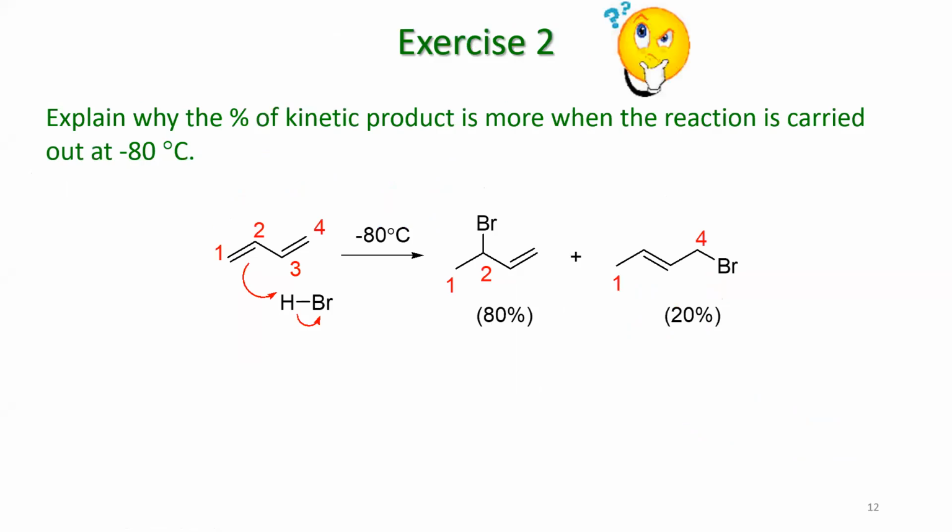Right. So this is another way of asking another question based on the same phenomenon, the same addition reaction, but note the temperature is different here. When the temperature is minus 80 degrees centigrade, you get more of the 1,2 addition product, and the 1,4 addition product is less. Why? You should be able to explain now. Tell me why. It's over, but I need the answer.